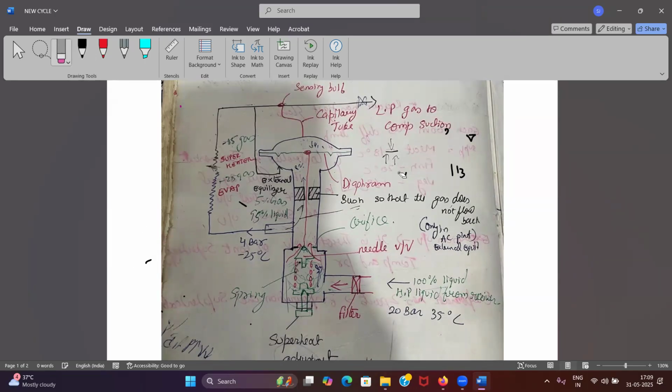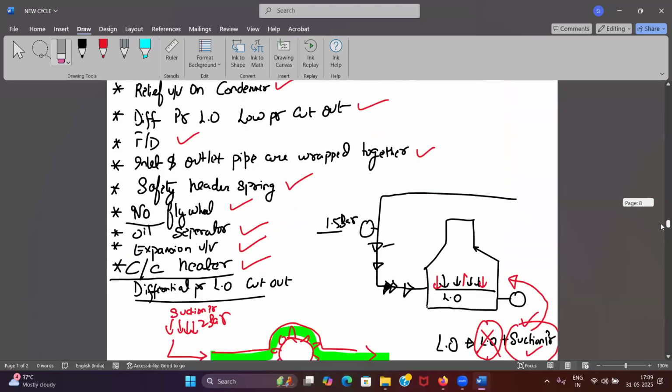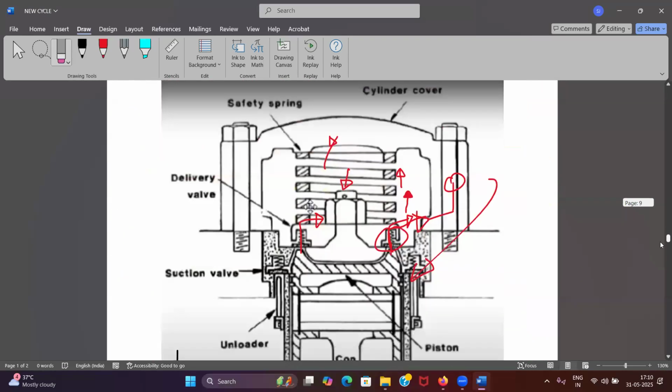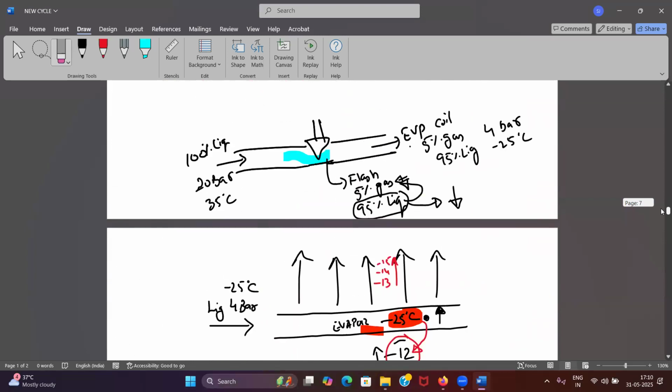Sir, the work of superheat is that whatever liquid is there should not return back. It should become 100% vapor, right sir? 100% vapor, liquid should not return back. That is the main purpose of giving the superheat part.